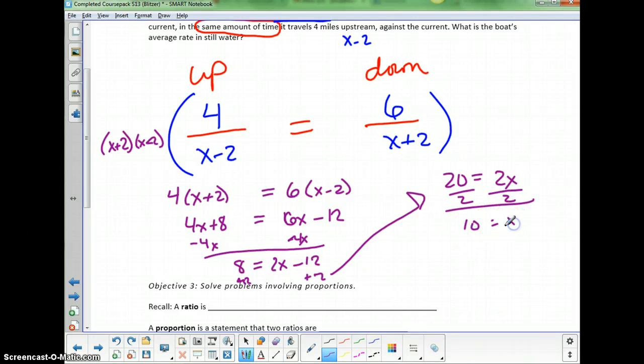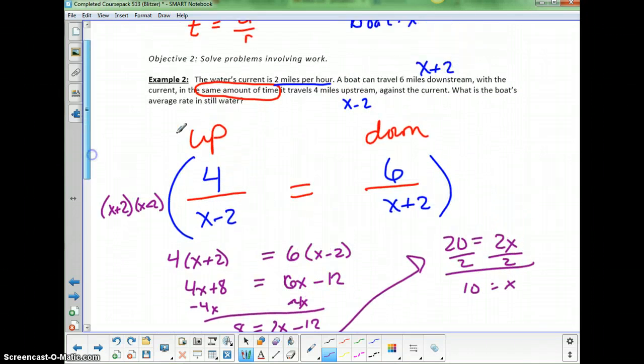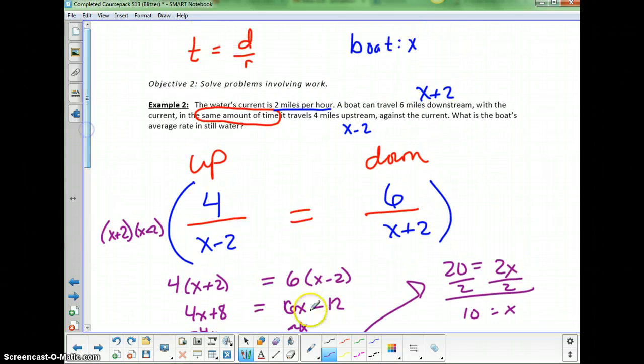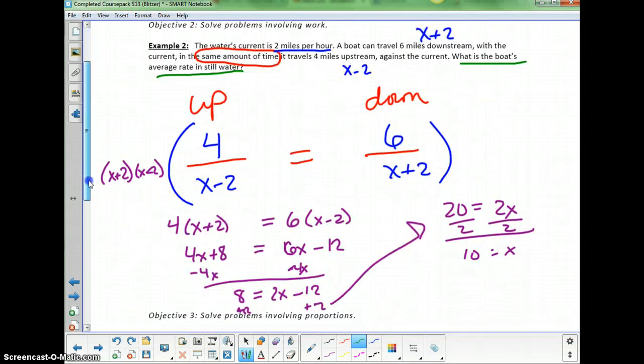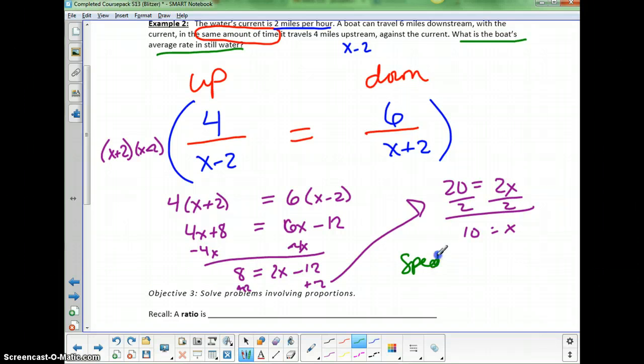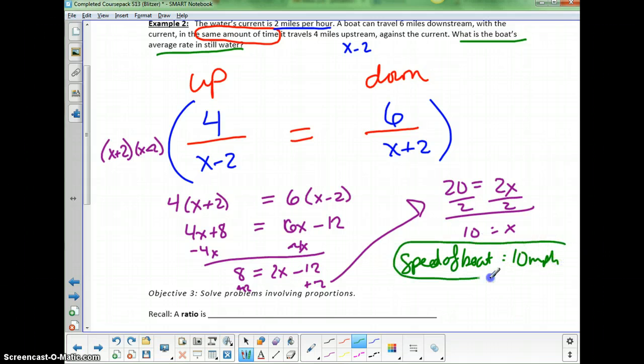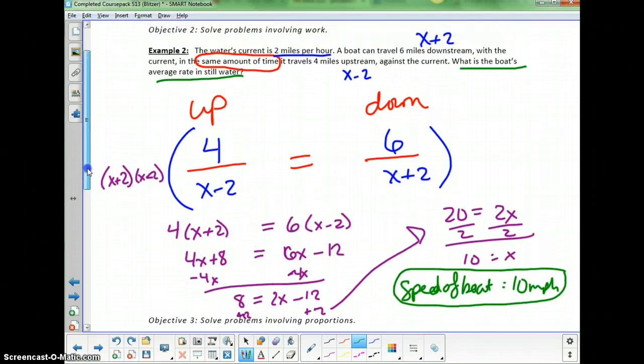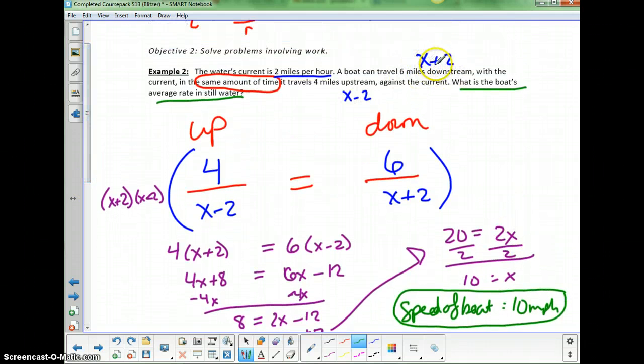So x is 10. Remember, x again was the speed of the boat by itself, and that's what our question here asked for. What is the speed of the boat in still water without the current affecting it at all? That's our x. So I know that the speed of the boat was 10 miles per hour. If I had asked instead about how fast the boat goes downstream, well, downstream it would go 10 plus 2 is 12. Or upstream, 10 minus 2 would be 8. But this particular question just asks the speed of the boat in still water without the current helping or hindering it.